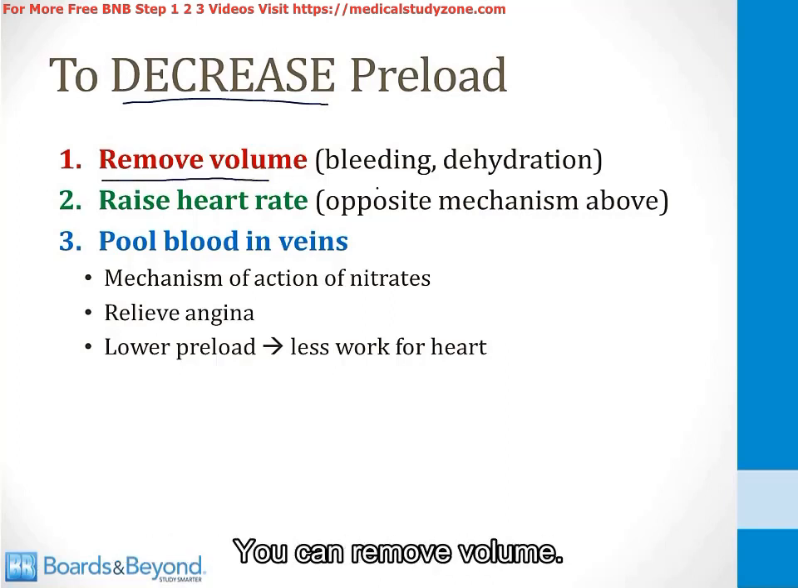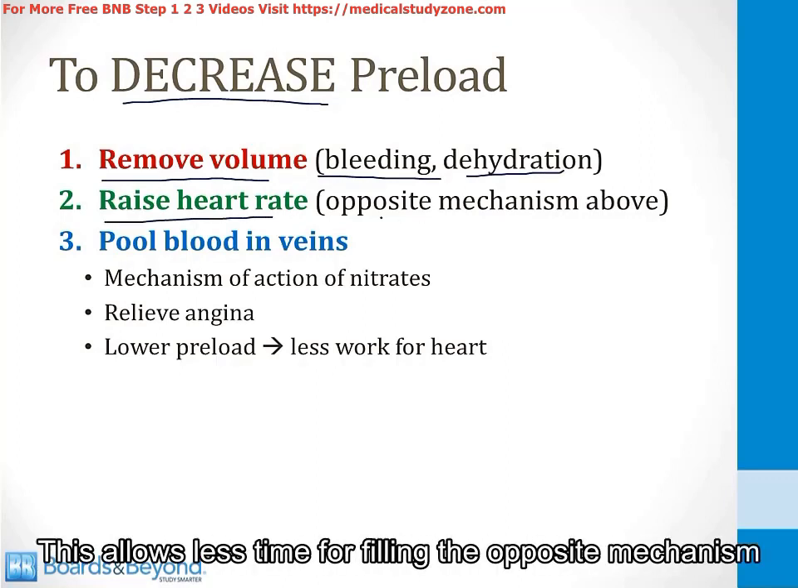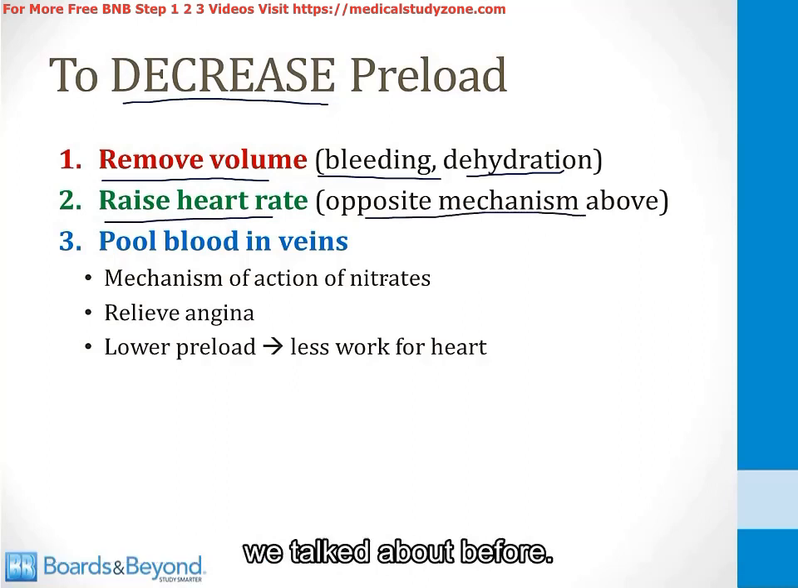To decrease the preload, you do the opposite of the three mechanisms I just discussed. You can remove volume. Patients who are bleeding or dehydrated have decreased preload on the left ventricle. You can raise the heart rate. This allows less time for filling, the opposite mechanism we talked about before.